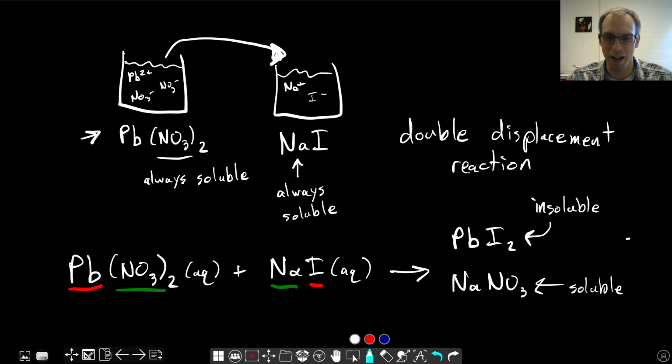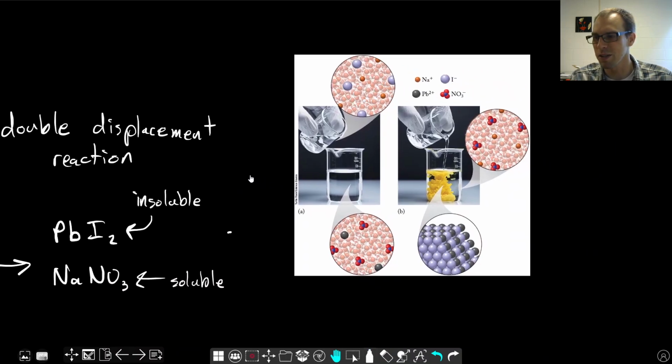What does this look like in practice? We're going to continue with this reaction in just a second, but I just want to show a picture. This is a figure from your textbook just to show what this looks like.